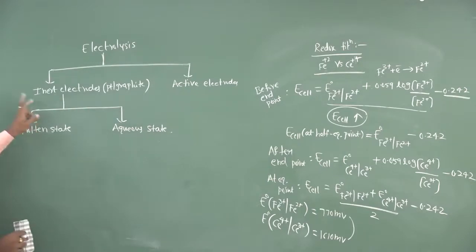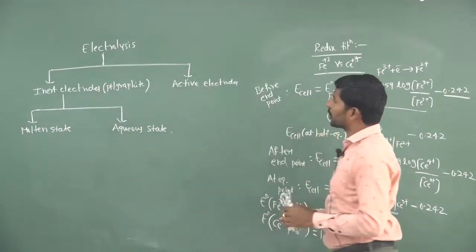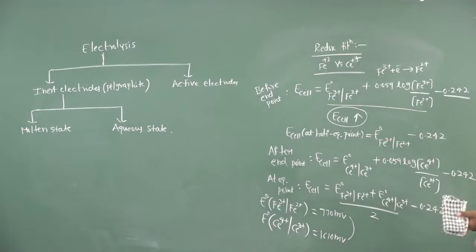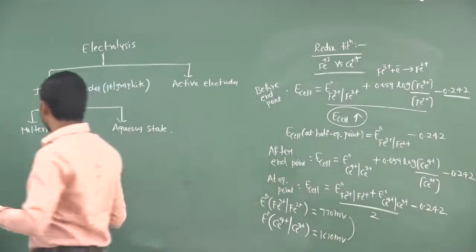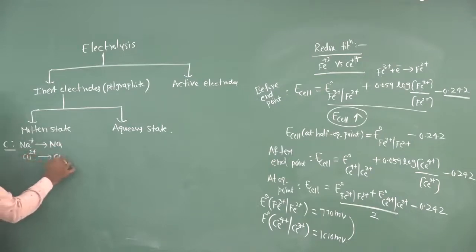So in electrolysis, two cases we discussed: by using inert electrode and by using active electrode. An inert electrode is the one which does not involve in the electrode reaction. An active electrode is the one which participates in the reaction. In molten state, is there any competition or no competition? No competition here. For example, Na+ ion is there at cathode, cations move. Na+ ion gives what? Na. For example, Cu2+ ions are there. What do we get? Copper. There is no competition.